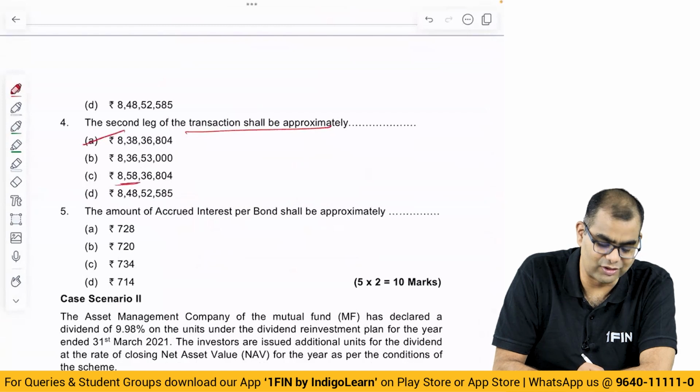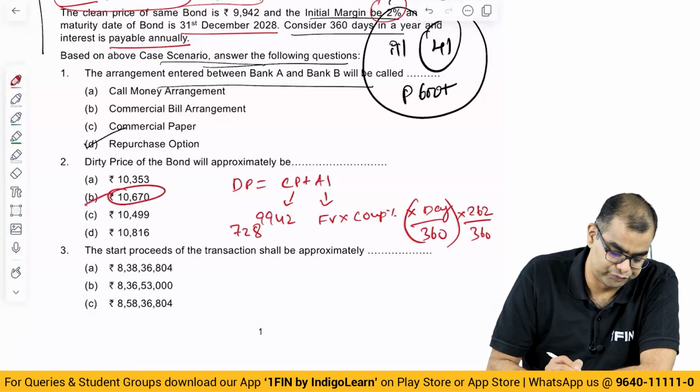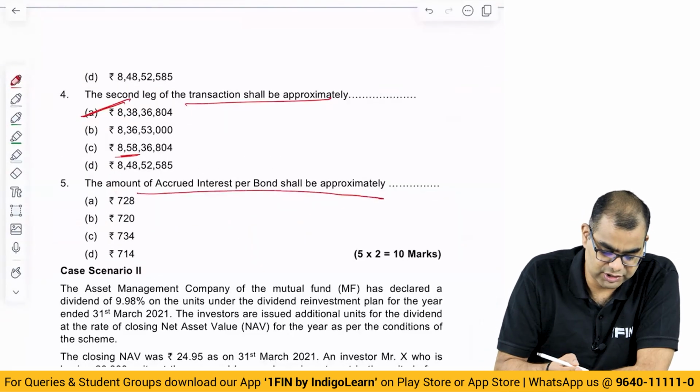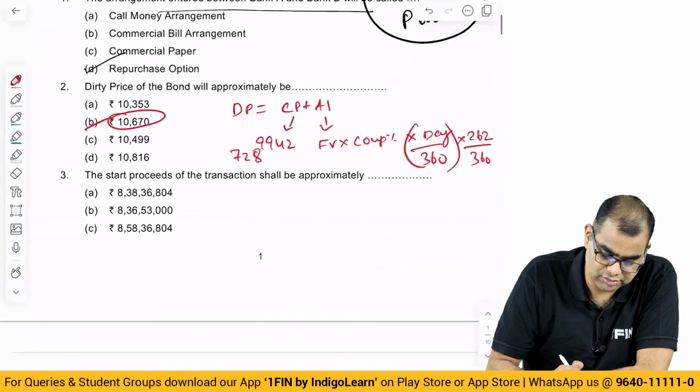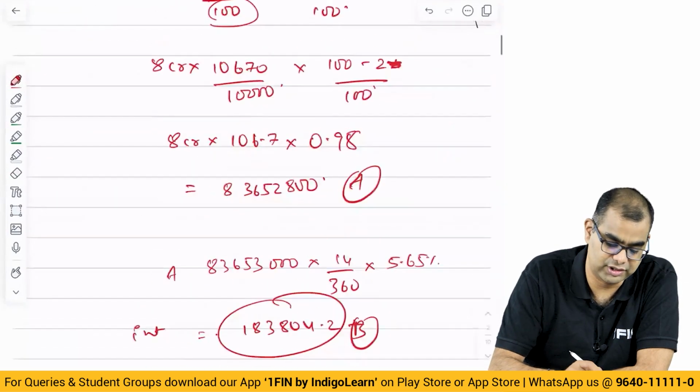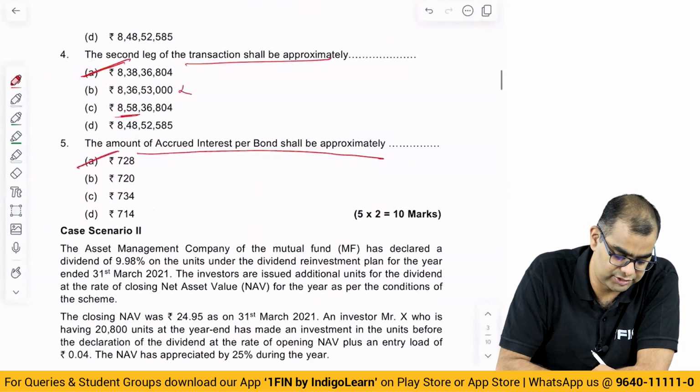These two look very, very close. But the correct answer is A. So what is the amount of accrued interest? We just now computed, no? 728. So it is a simple answer, 728.